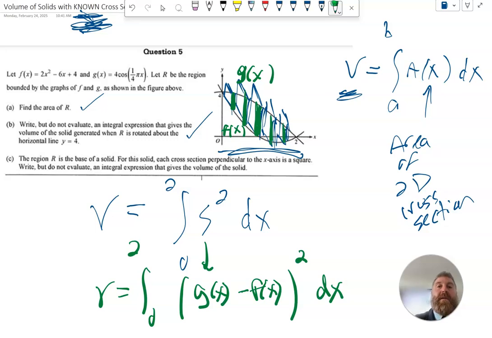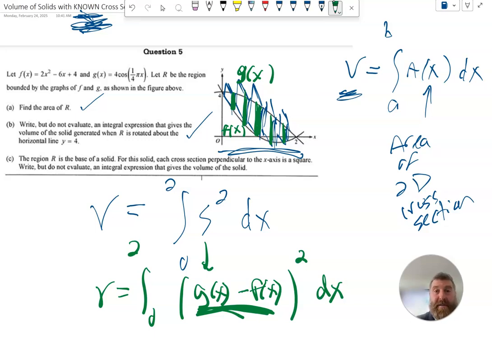We're going to accumulate all those infinite number of square cross sections with R, the region between the curves, as our footprint from, in this case, 0 to 2. So therefore we integrate s, the side squared. Each of the sides is the top function minus the lower function. So we integrate the top minus bottom squared with respect to x from 0 to 2.